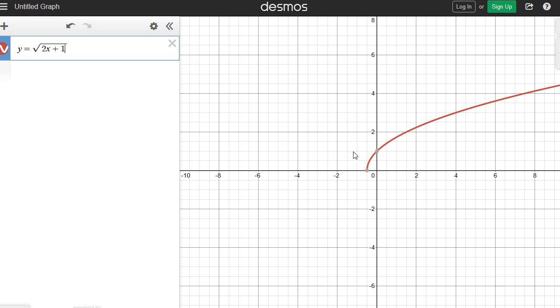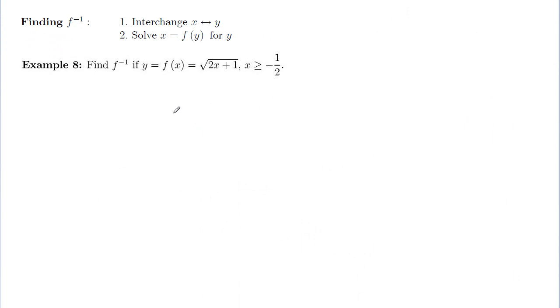So by the horizontal line test, this is indeed 1-to-1. You can see the horizontal grid lines only hit this graph at one point. So that's 1-to-1, so it does have an inverse. So let's interchange x and y. X will be equal to the square root of 2y plus 1. And now we will solve for y.